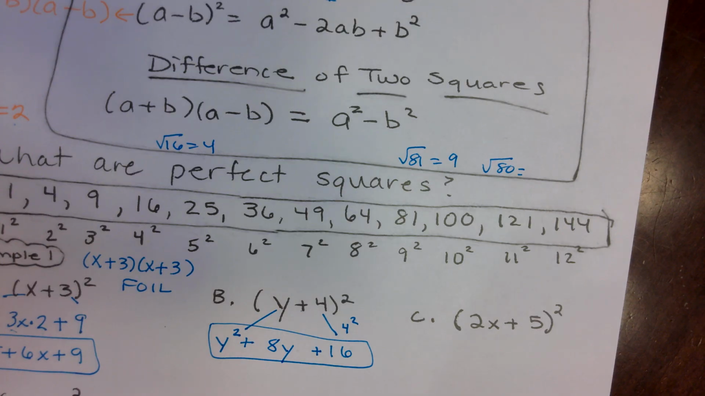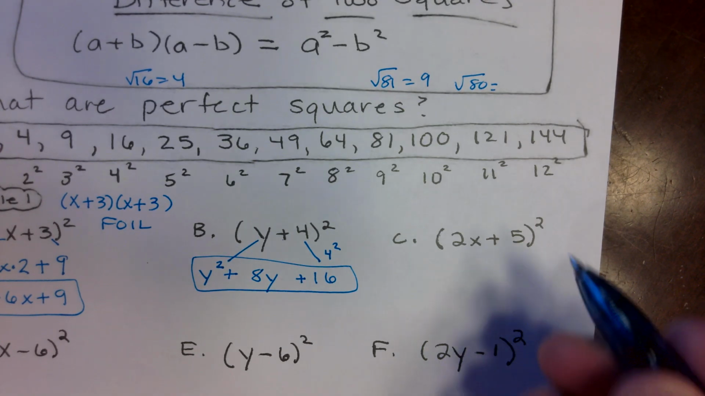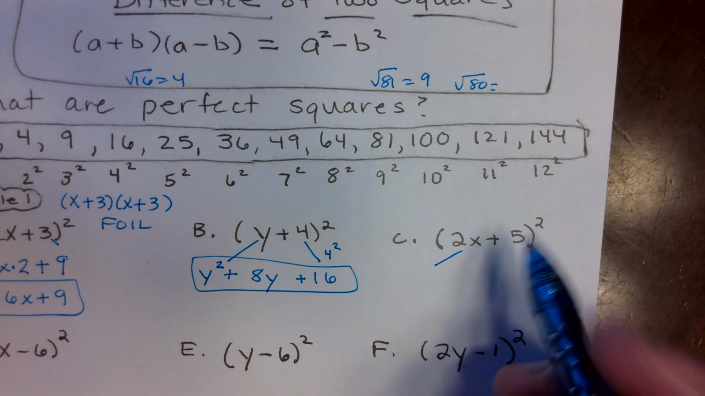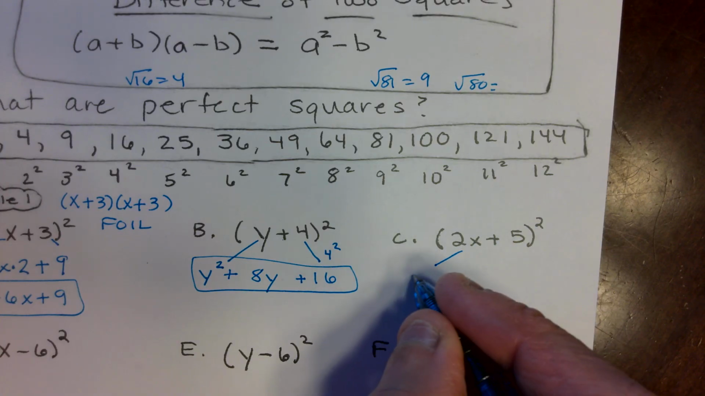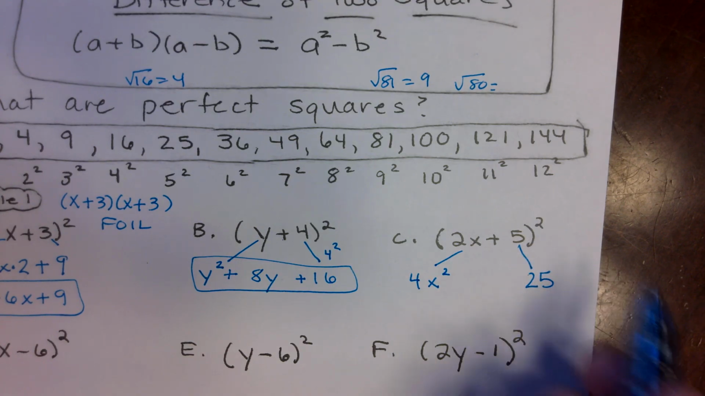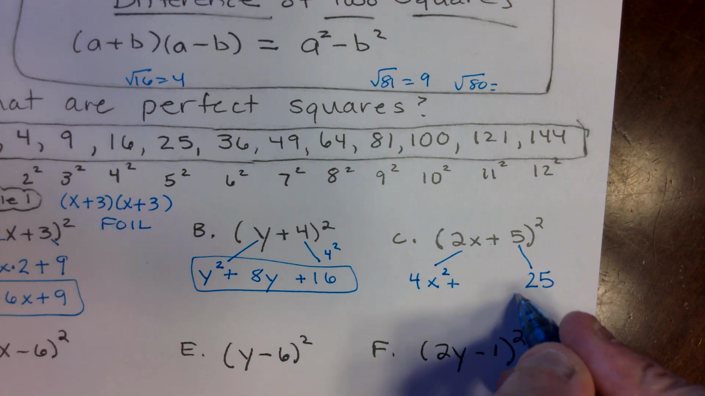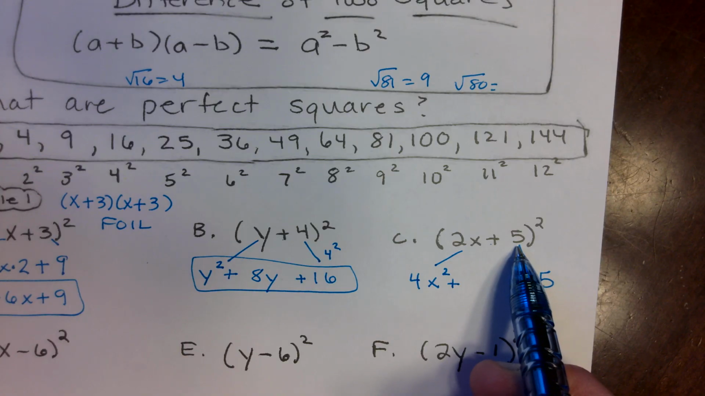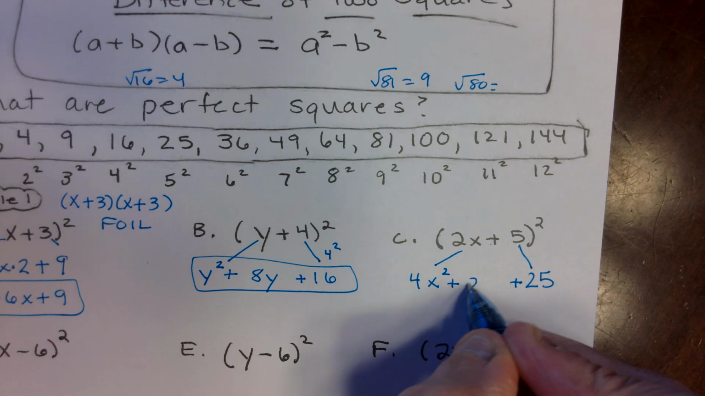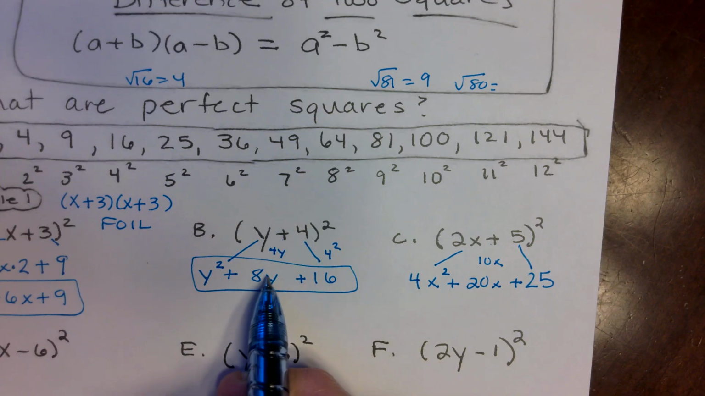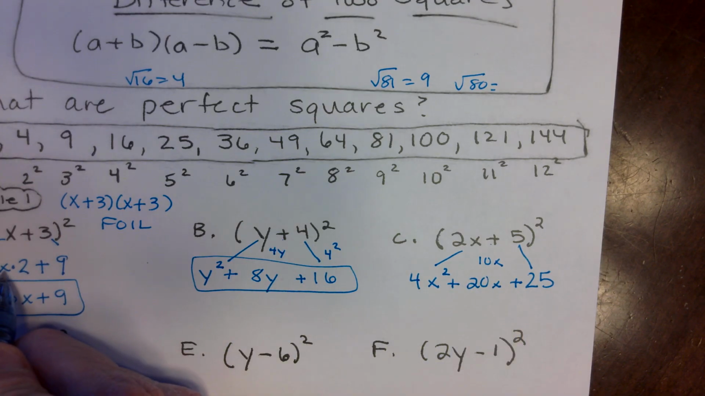See if you guys can do that one. Pause the video and try it. All right, I'm going to do it. 2x squared. So again, it's the 2 and the x that are squared, so it would be 4x to the second. Square that, 25. It's plus, so they're both plus. Middle term, we multiply them, 10x, and then we times it by 2, 20x.